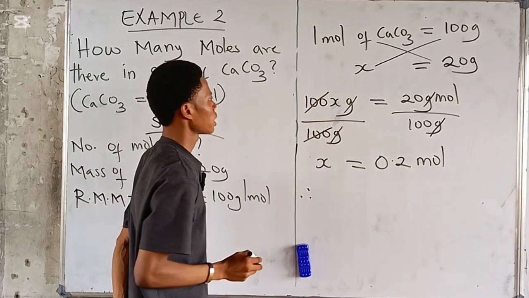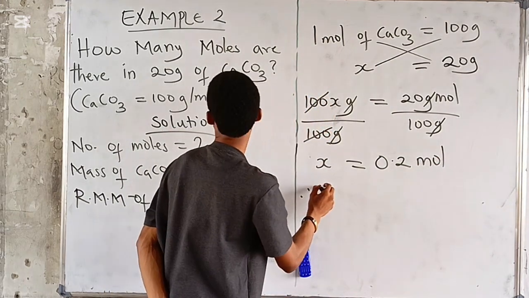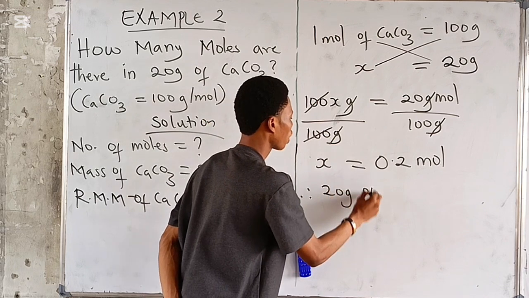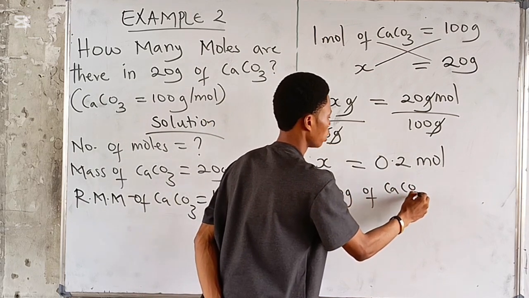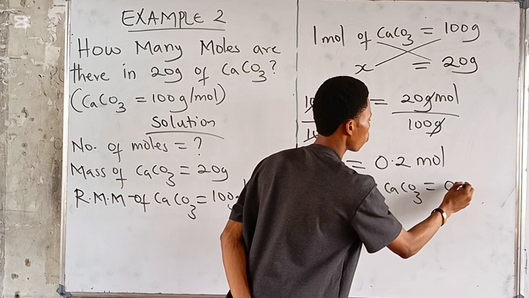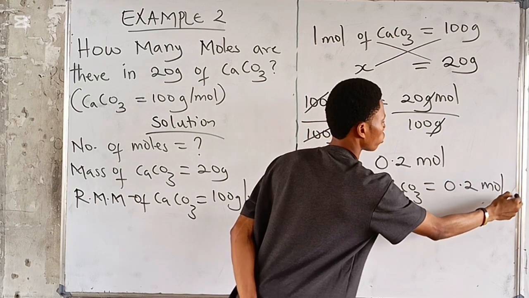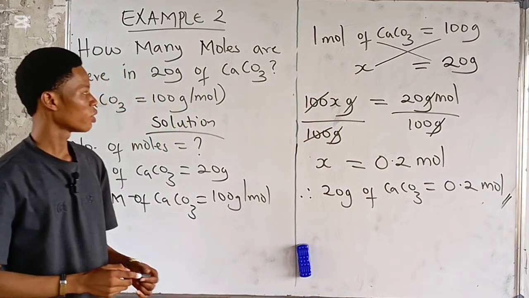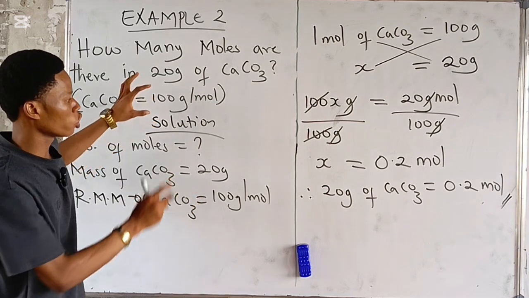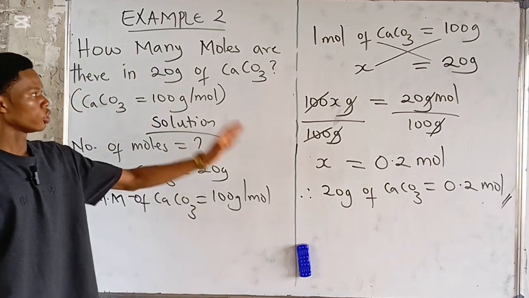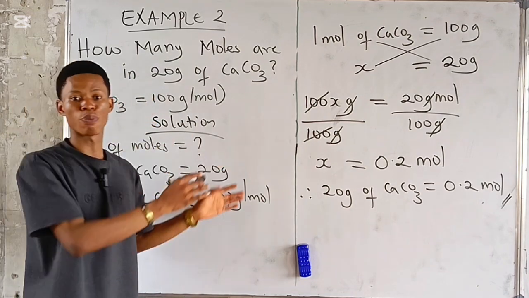This implies that 20 grams of calcium carbonate is equal to how many moles? 0.2 mole. So you see how simple it is. Very simple. Just look at the equation very well and you do your analysis following this simple method.